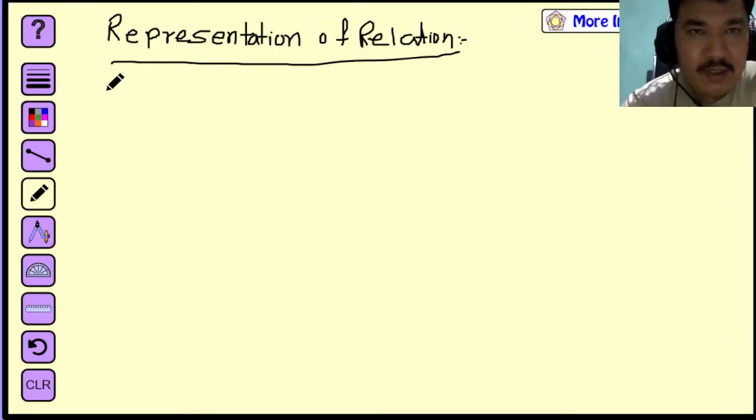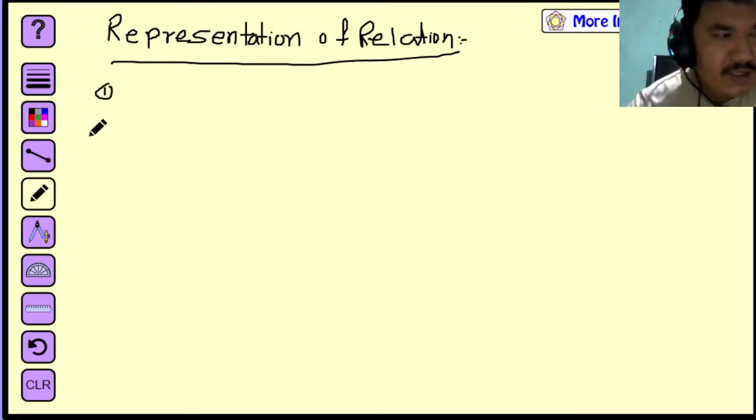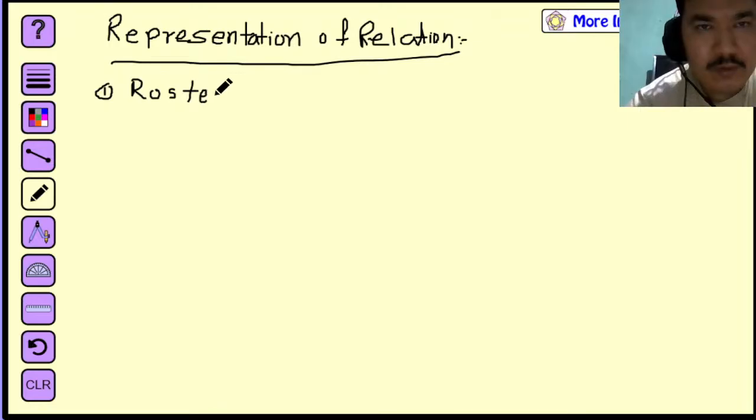We represent the relation in different ways. The first one is the set of ordered pairs, which is known as roster form, also tabulation form. You can write it as roster form. First one is roster form. We can represent the relation in roster form.